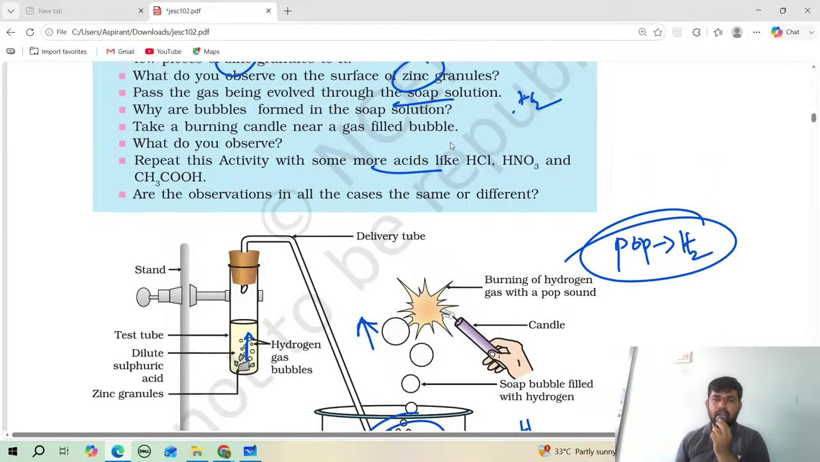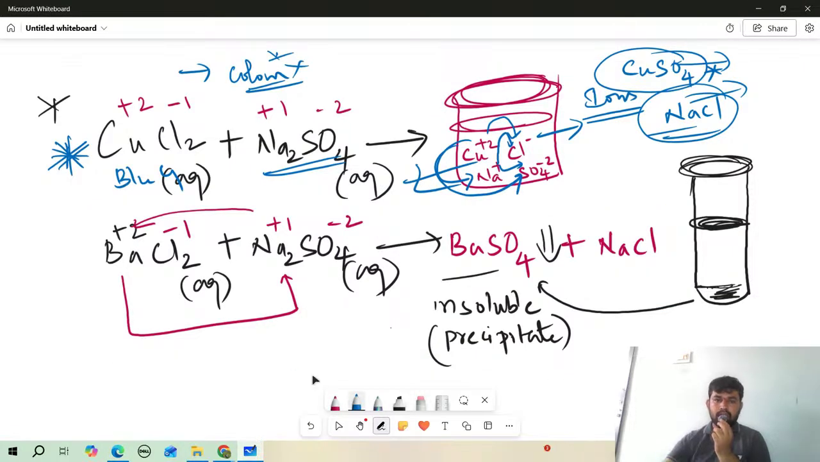repeat the activity with acids like HCl, HNO3, and CH3COOH. Now see what happens, and they're asking to observe whether the observations are the same or different. Let me explain here.